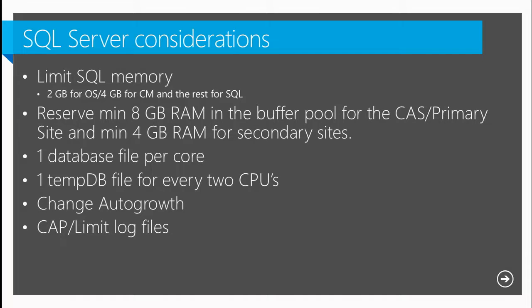Figure out how many files you need. A rule of thumb would be 1 database file per core. Make sure that you have planned for your TempDB. We have seen some weird issues with TempDB, just freaking out, and yeah, not pretty. We will cover that a little later.